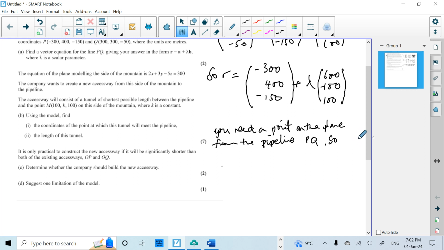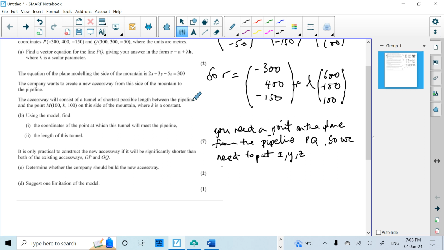And we need to read on as well. We need to put X, Y and Z, because it says the access way will consist of a tunnel of shortest possible length between the pipeline and the point M, 100, K and 100 on the side of the mountain where K is a constant. B, using your model, find 1, the coordinates of the point at which this tunnel will meet the pipeline, and 2, the length of this tunnel.